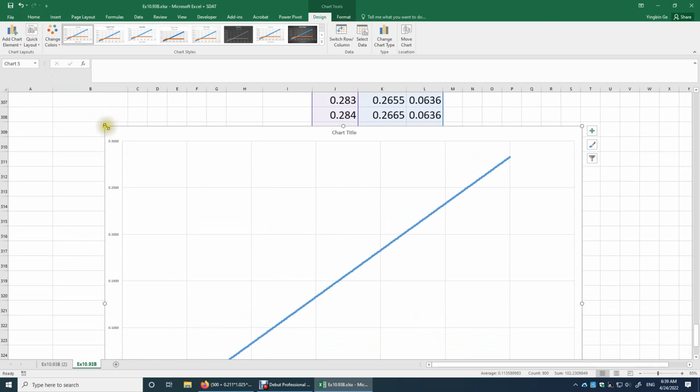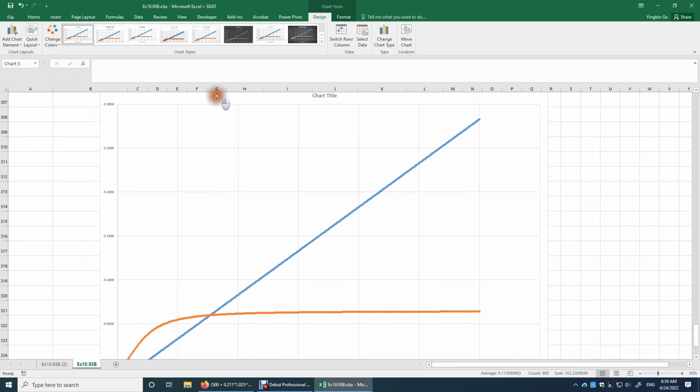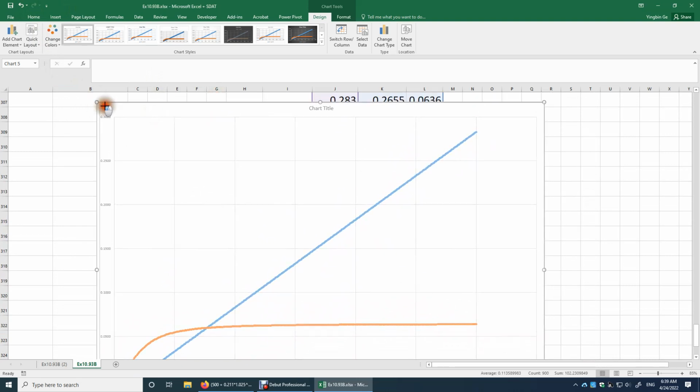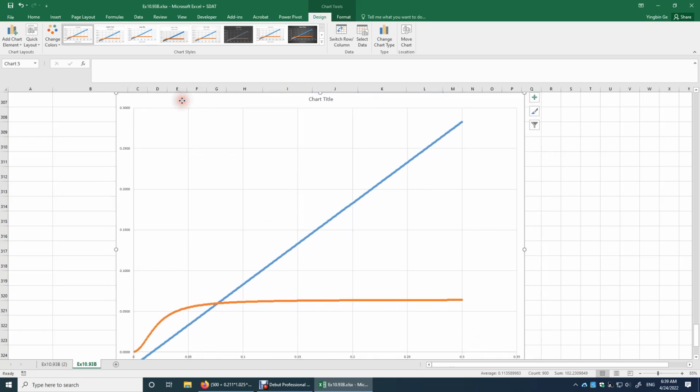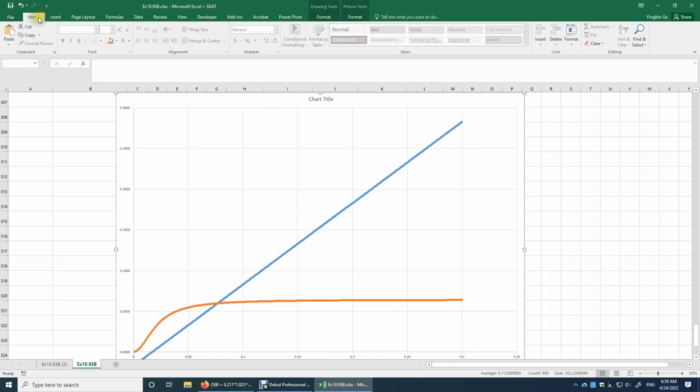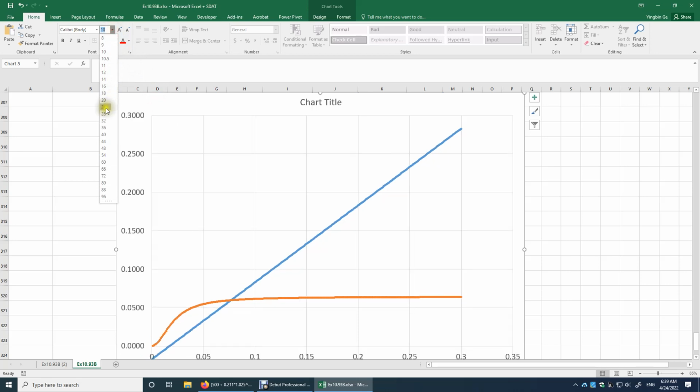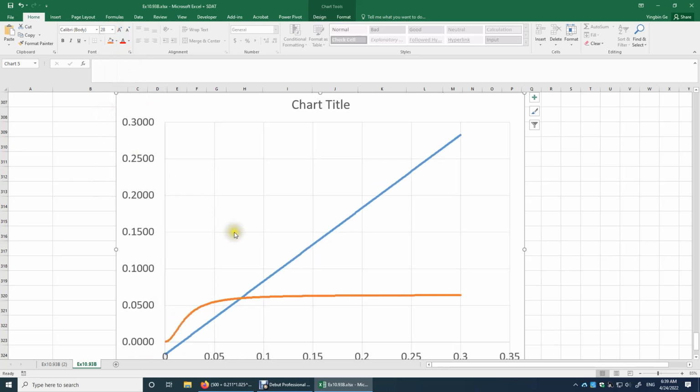Okay, this is too big. The font size is a little too small, so I need to do this. I need to select all, Control A, and see if I can change the font size. Nope, I can't. Oh, okay, so I just click the Excel graph and change the font size to maybe 28 so you can see it.